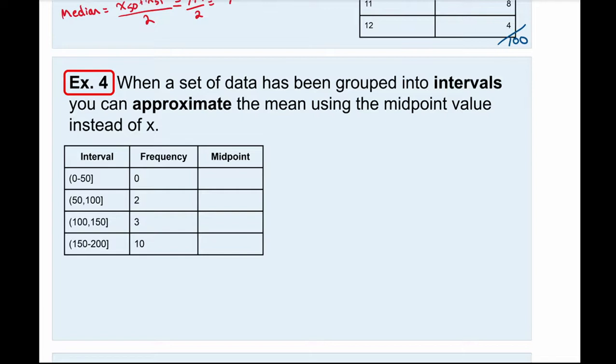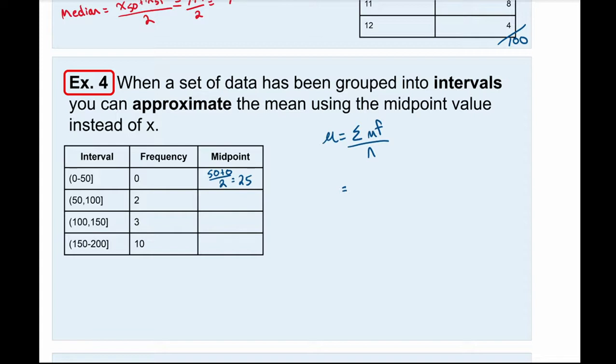Because of the frequency, we are going to use some form of the sum of the data point times the frequency divided by n. However, I don't have a specific data point because my data points are intervals, as we can see over here. So the process is, we are going to use the midpoint. What is the midpoint of my interval? In this case, 50 plus 0 divided by 2 equals 25. So my actual formula is going to be the midpoint times the frequency.